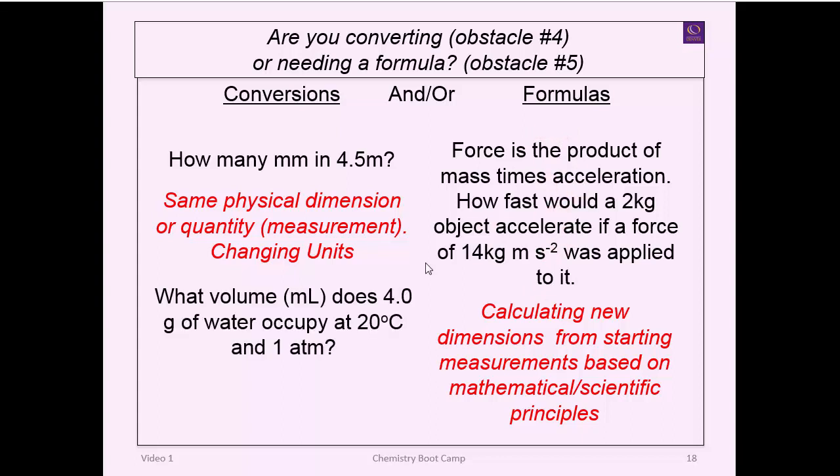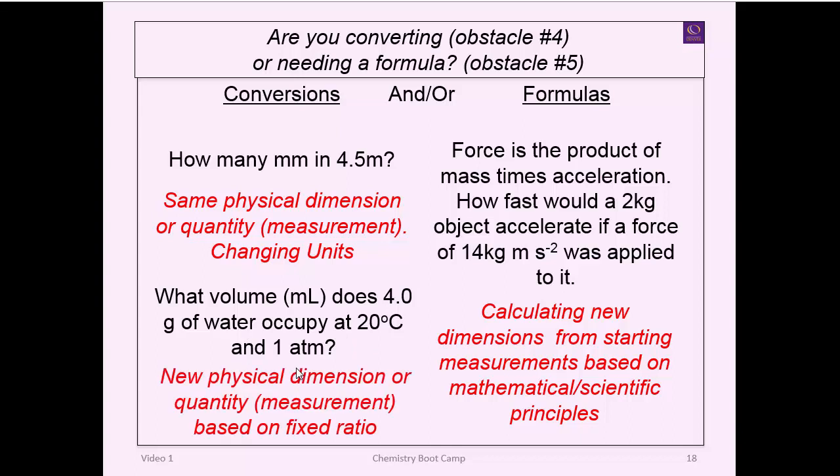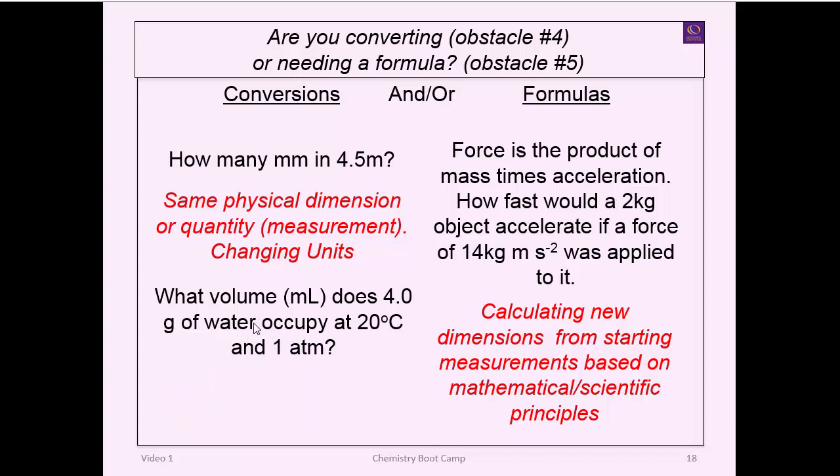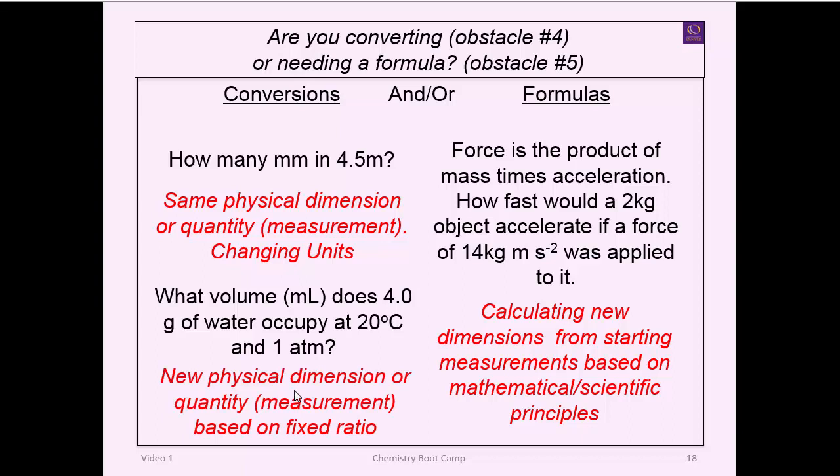All right, let's do this as an example. What volume does 4 grams of water occupy at 20 degrees C in 1 atmosphere? Wow, look at that. I'm asking about volume, that's how much space something takes up, but I'm giving mass. Well, once again, that's a formula. There must be some connection between volume and mass. And one of the first formulas we'll learn about in chemistry deals with density, and that's what relates mass to volume.